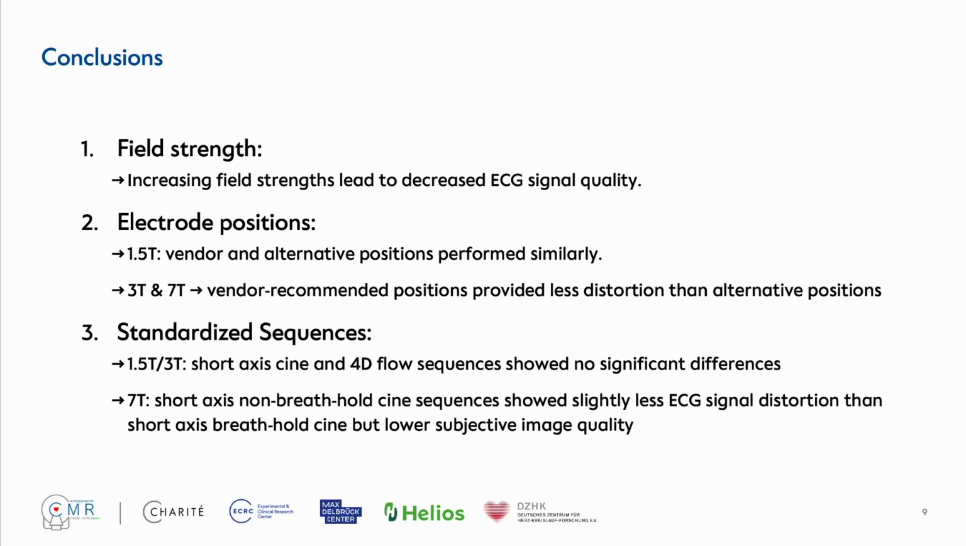To conclude, increasing field strength led to a decrease in ECG signal quality. Vendor-recommended and alternative electrode positions performed similarly at 1.5 Tesla. At 3T and 7T, vendor-recommended positions provided less distortion than alternative positions and should therefore be used preferably. The standardized sequences showed no significant differences at clinical field strengths of 1.5T and 3T. At 7T, however, short-axis non-breath hold sequences showed slightly lower ECG signal distortion than short-axis breath hold sequences, but lower subjective image quality.